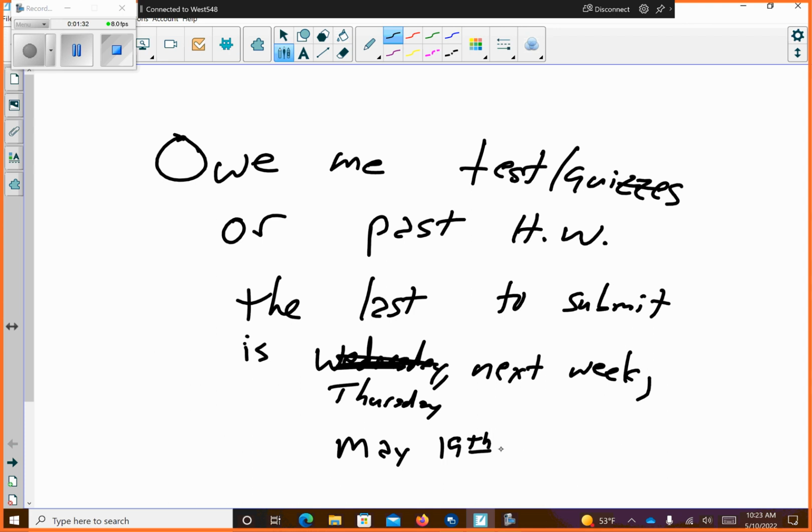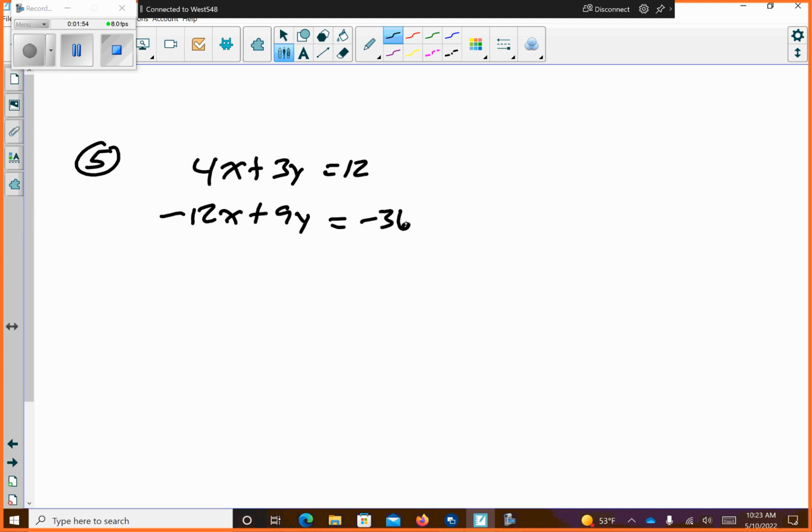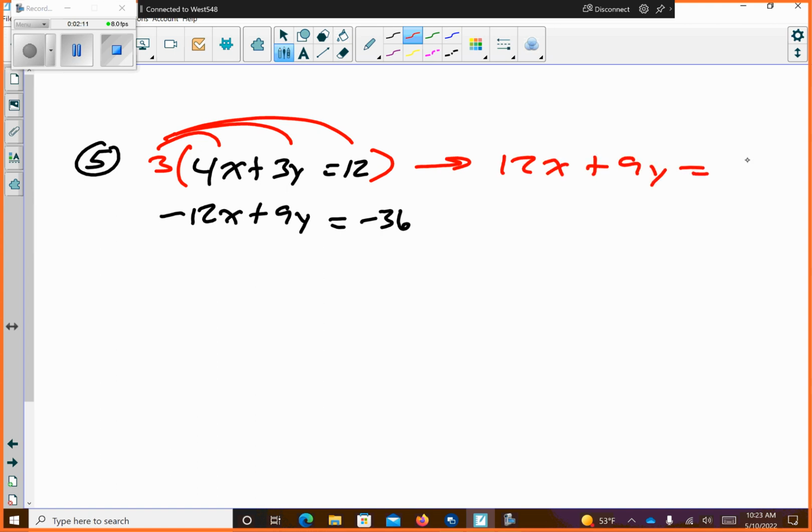So, what kind of questions can I help you with from last night's homework? Number 5: we have 4x plus 3y equals 12, and negative 12x plus 9y equals negative 36. We have to think, what should we get rid of? Should we get rid of x or y? I might choose x. So I'm going to multiply this whole top equation by 3. Make sure you distribute that throughout. So I get 12x plus 9y equals 36.